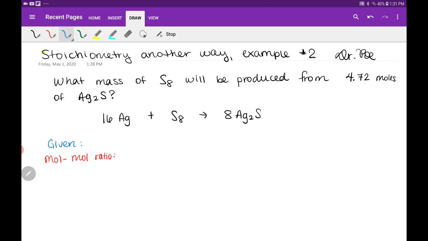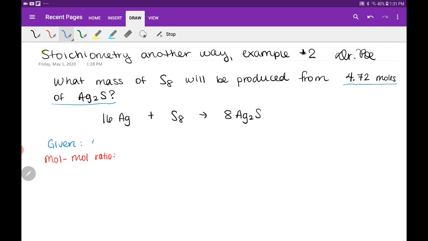In this problem, we're solving for what mass of S8 will be produced from 4.72 moles of Ag2S. So if you'd like to challenge yourself, go ahead and pause the video and figure out the given and the mole ratio for this problem, and then come back.